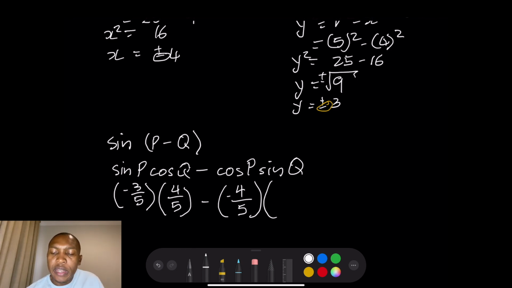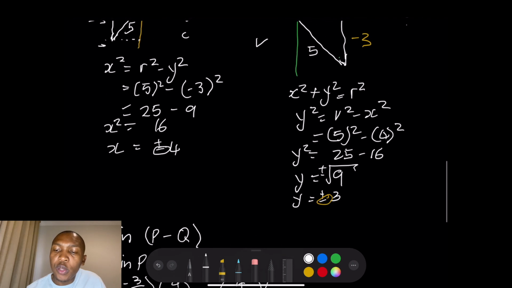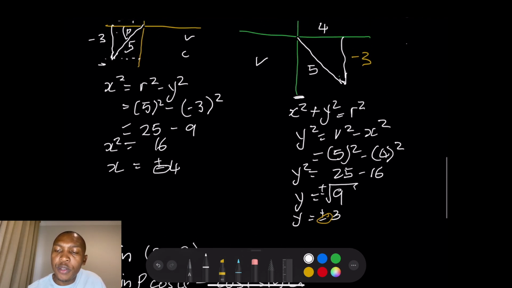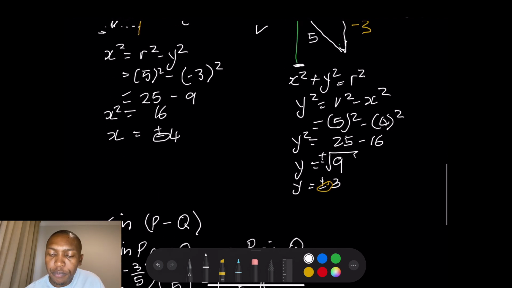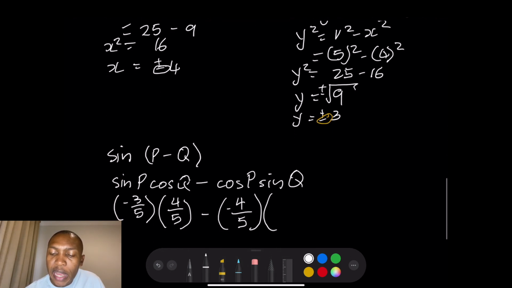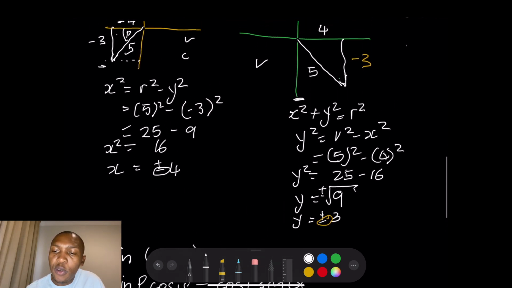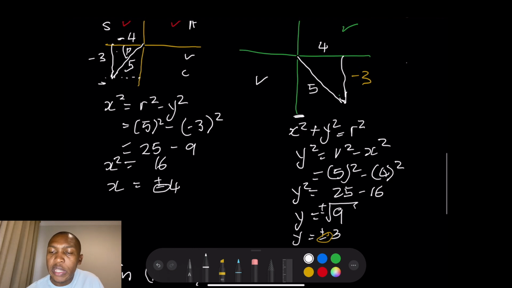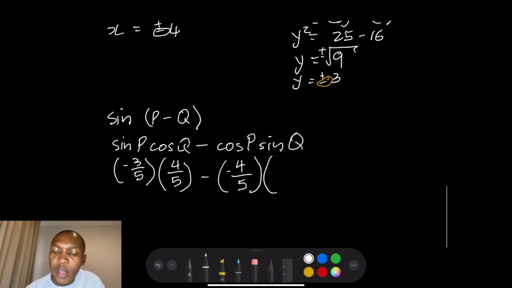And then sine of Q, we're going into our second triangle. So we're looking for the sine of Q. You'll notice in this case, sine is y. So our y is minus 3 and our r value is 5, so that's y over r, which is minus 3 over 5.